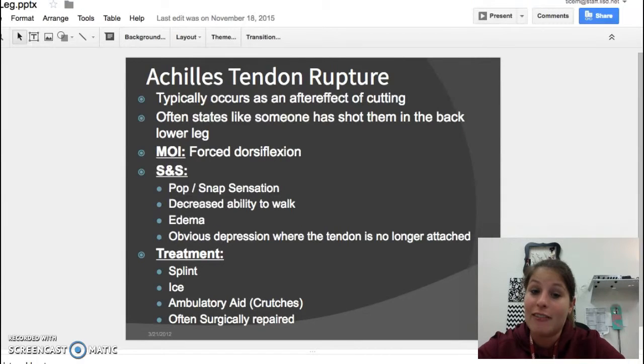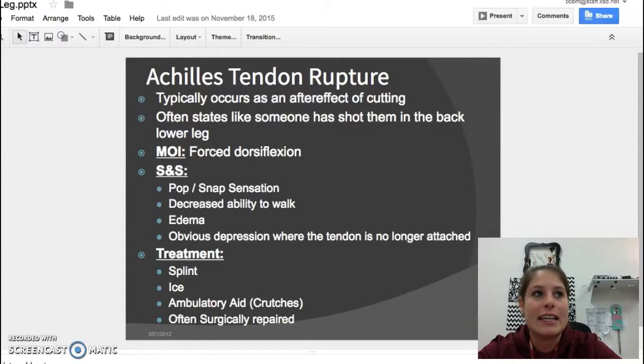After Achilles tendonitis, we have Achilles tendon rupture. That's where the tendon, instead of being just irritated, is completely in two pieces. Usually this is going to be more of an acute injury, less of an overuse situation. When somebody is running and they go to cut, sometimes that tendon can pop. Usually people report that it's like somebody kicked them in the back of the heel, but there's no one else around them. It's not usually a contact injury.